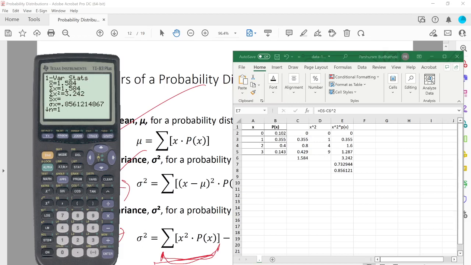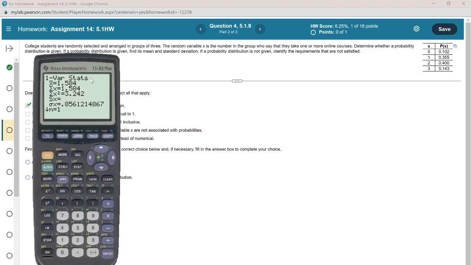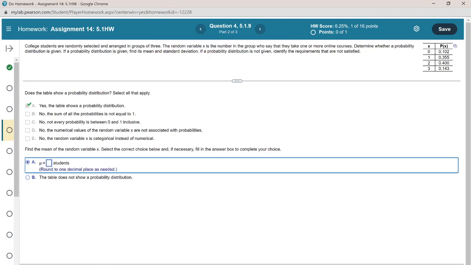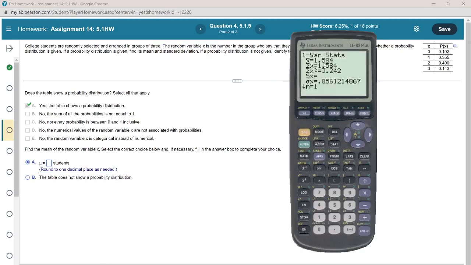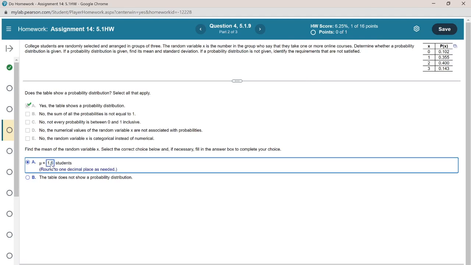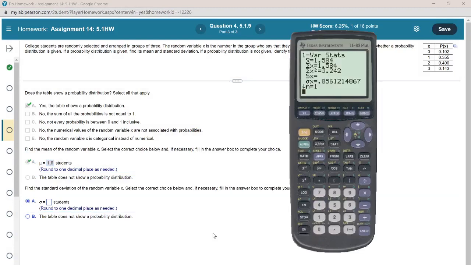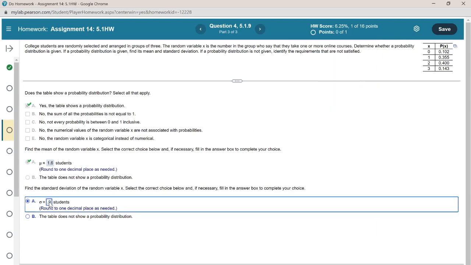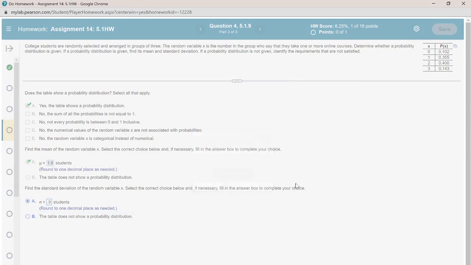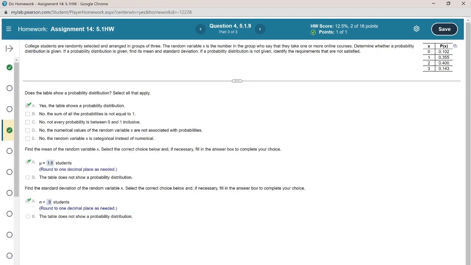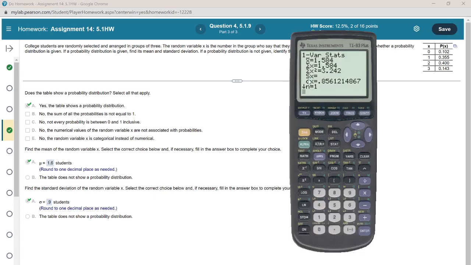Okay, so now let's check our answer, if that is the right answer or not. For the mean, the answer is 1.6, rounded to one decimal place. Right? If you round it to one decimal place, it should be 1.6. And for the standard deviation, as you can see here, it's sigma x, rounded to one decimal place. So it's 0.9. Okay, so that's how we can find the mean and standard deviation. Remember, if you use this TI-83/84 calculator, there is no variance, but you can always find the variance by squaring this value of sigma x.